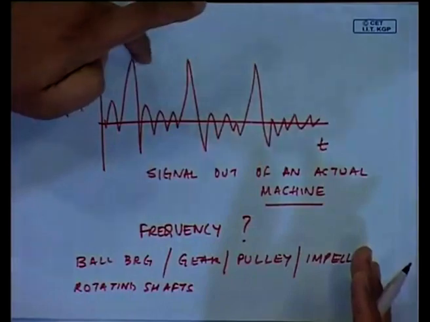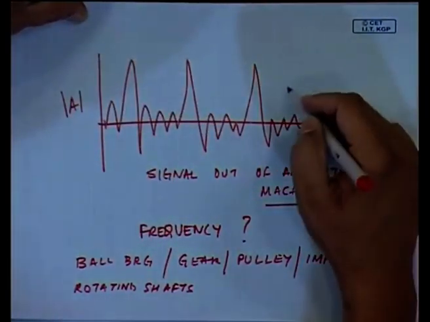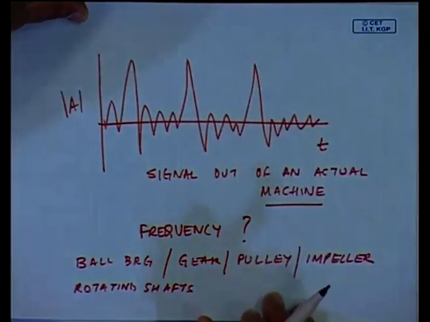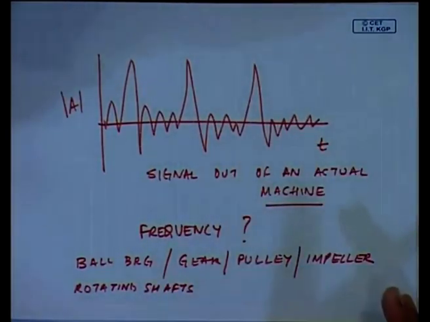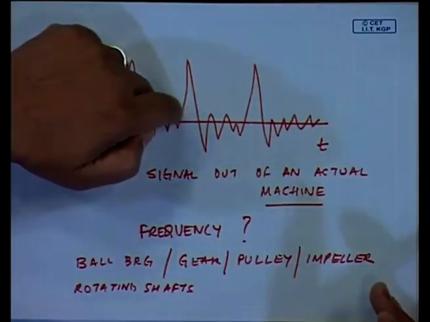So, if I got such a signal from a machinery where all these components were there, and if I can find out the characteristic frequencies of the defects, I can pretty well say the defect has occurred, because I see that frequency in the signature obtained from this machinery.